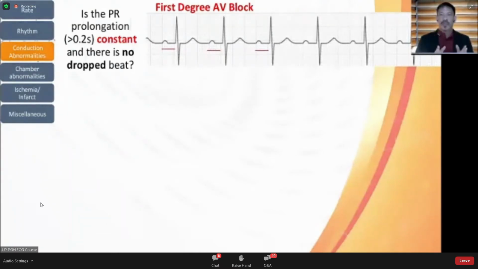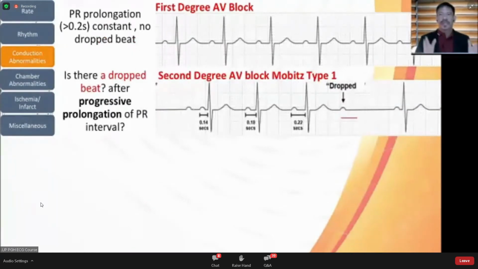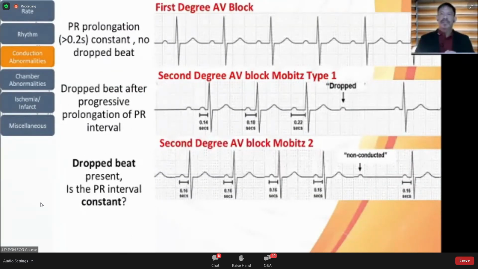If it is prolonged with constant interval and no drop beat, it is first degree AV block. This one does not lead to irregular rhythm. If there's gradual prolongation of the PR interval followed by a drop beat or non-conducted P, presenting with a pause, then it is second degree AV block Mobitz type 1. For the third strip, the PR interval is constant, but with sudden non-conducted P. Then it is referred to as second degree AV block Mobitz type 2, wherein progressive increase in interval is absent.